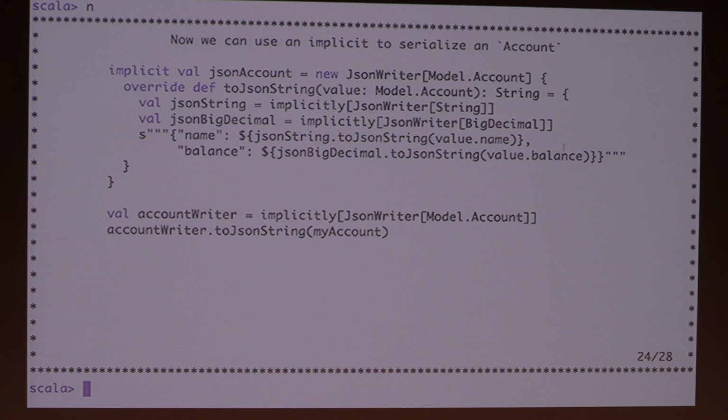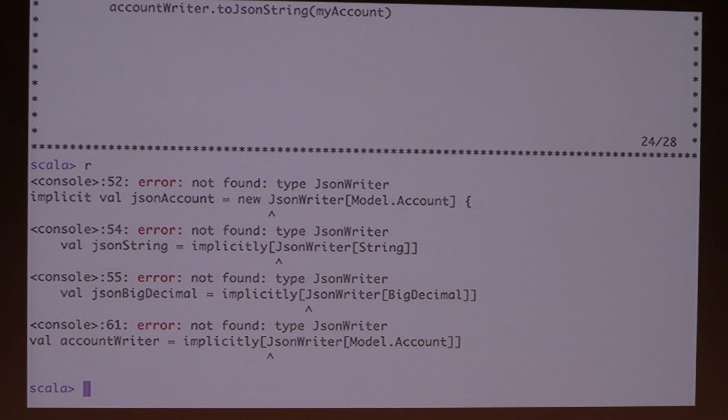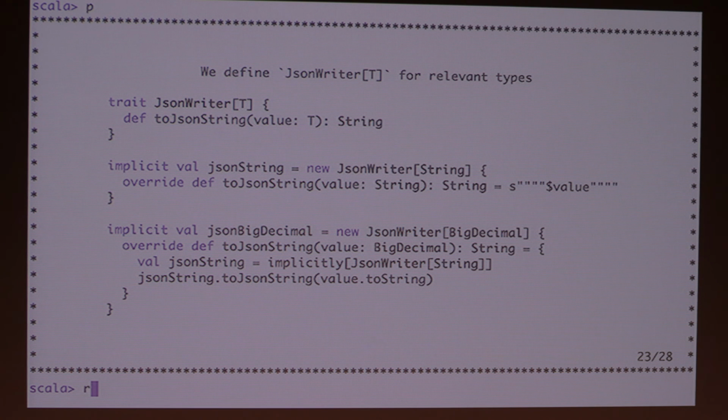So now we can define a JSON writer for our Account, for example here. We implement the method again. We summon the implicit JSON writer for String and for BigDecimal, and we use them here to serialize the values of the case classes. Now, if we grab the JSON writer, we can use it to serialize my account. I think I forgot to run this one.